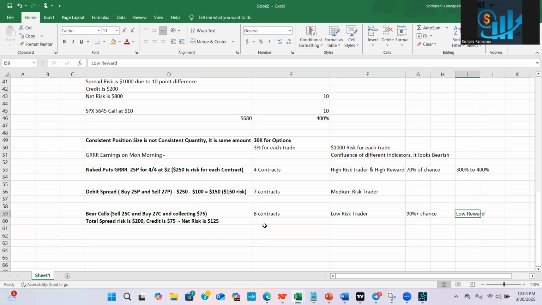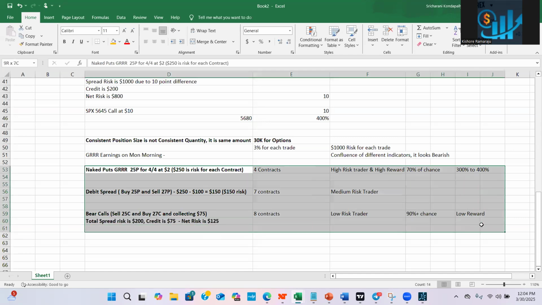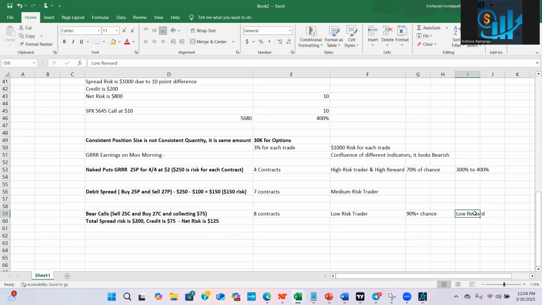So you need to understand that my profile is more of a low risk trader. I'll do a bear call spread. Or I am a medium risk trader. I don't want to settle for too little or make too much. I'll go for a debit spread, right?